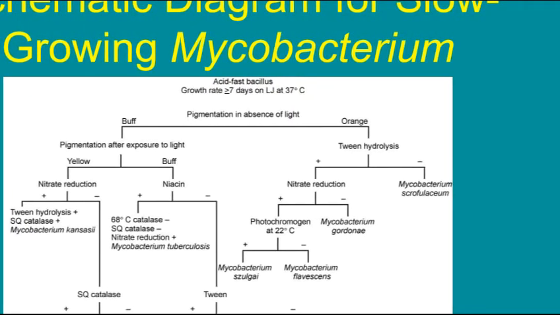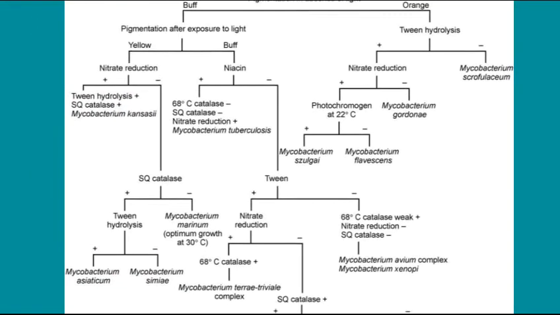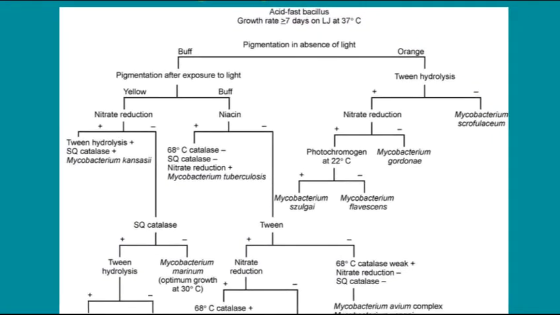So, pigmentation in the absence of light, you have to classify the buff and the orange. So, if it is buff, you check if there is pigmentation after exposure to light. Pag naging yellow siya, after exposure to light, go to the nitrate reduction. If it is positive with nitrate reduction, you do the twin hydrolysis, which should be positive, and SQ catalase, which also should be positive. And that would be your Mycobacterium kansasii. Dinidiscuss ko ito, ibig sabihin, importante ito.